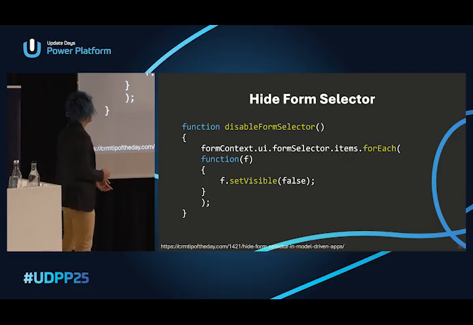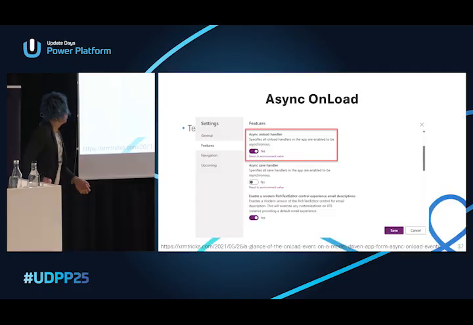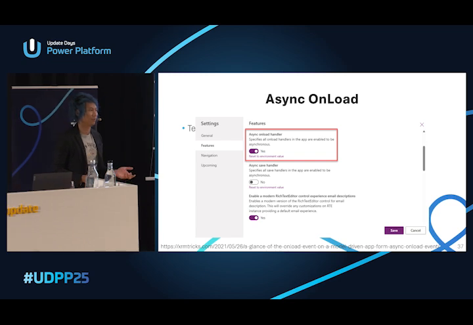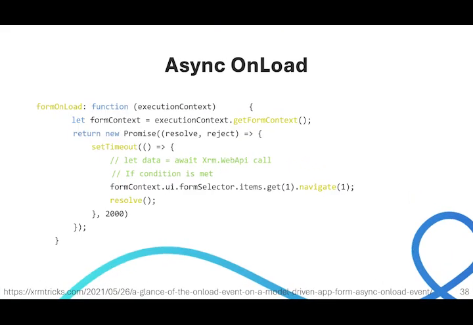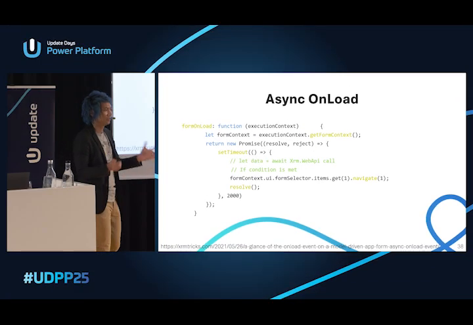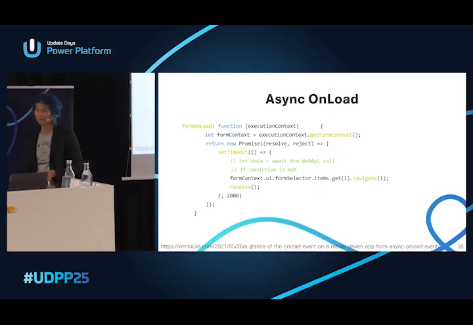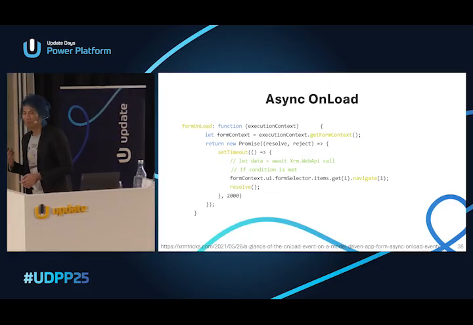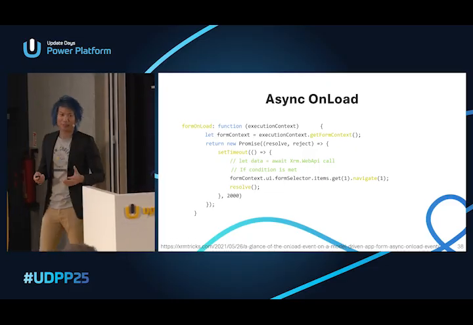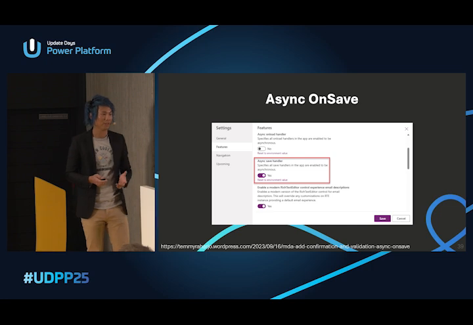So Microsoft has introduced the asynchronous onload, where you can return a promise, and you just do whatever asynchronous call that you want to make, and based on that, you just navigate and resolve. As a result, they see the correct form right away without navigating and seeing the wrong form and navigating away. So just like asynchronous onload, we have the async onsave. Right? We have async onsave.